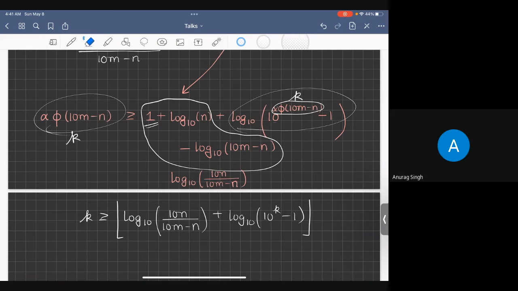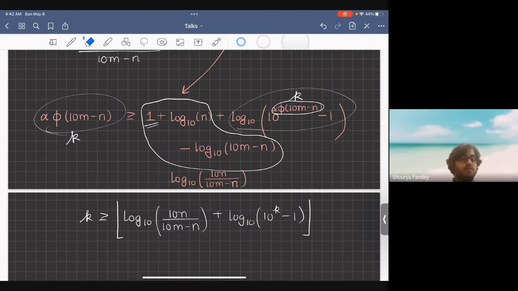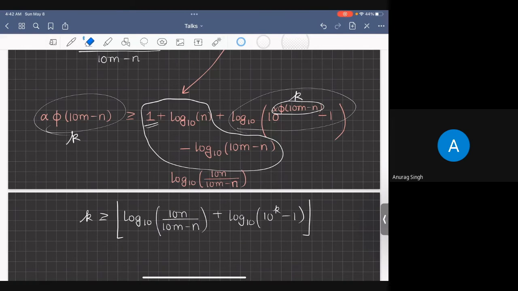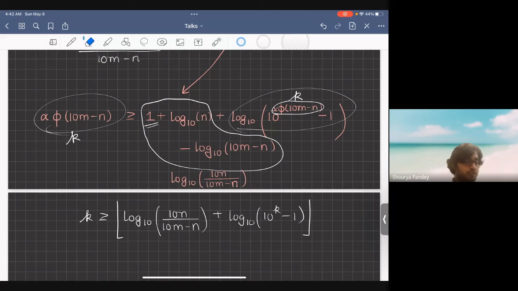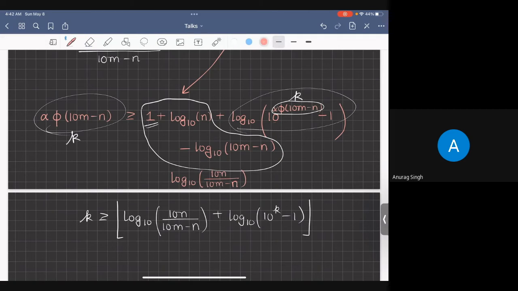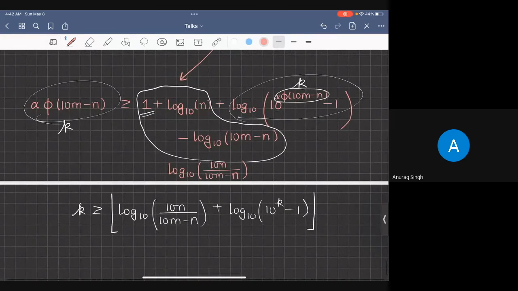All we need is one such k. But we get that the minimum value of k minus log 10 of 10 to the k minus 1 will be 0 and the maximum value will be 1. So we get that 1 is greater than some 1 plus log 10 of n minus log 10 of m minus n. So we get log 10 of n is equal to log 10 of m minus n. Yeah, you're right. And we need to find it for, and it satisfies for all m and n. So it makes sense.